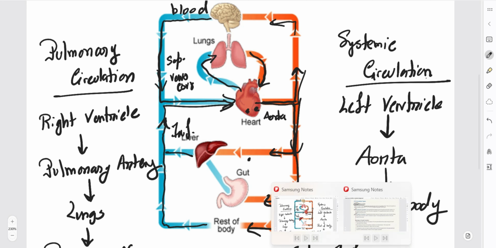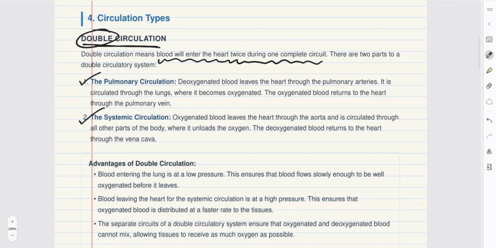So, now that we understood double circulation, what are the advantages of double circulation? We have to understand that. See, why is double circulation needed?